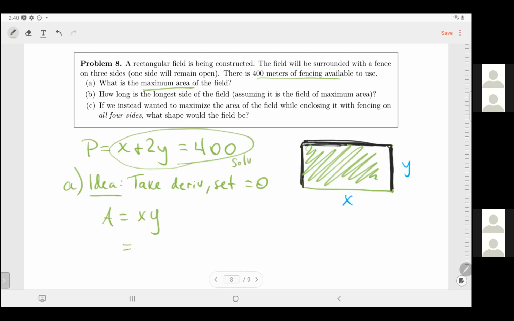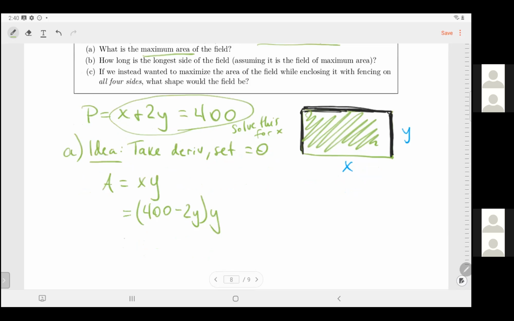So I'll solve this for x. So that would get me x equals 400 minus 2y. Okay, so 400 minus 2y is the same as x, and I'm still multiplying by y. Cool, I can then distribute the y. So 400 times y gives me this. Negative 2y times y gives me negative 2y squared. And then I can set that equal to 0.